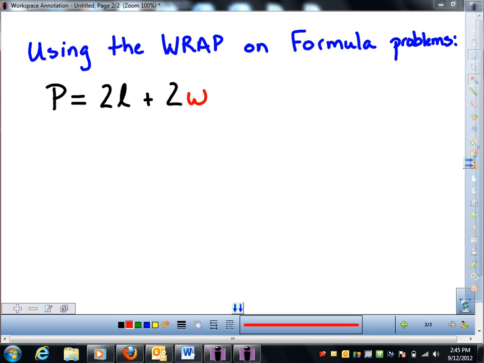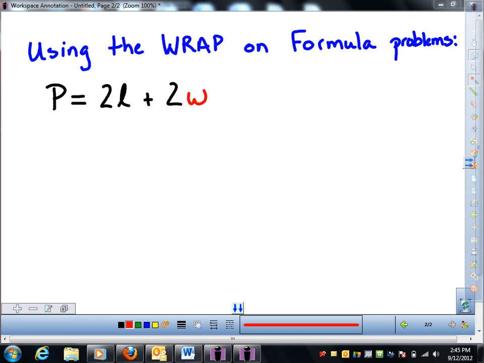Here's the problem, using the RAF on formula type problems. I often get asked, well, how do you use the RAF when we don't have any numbers or we have little numbers and we're supposed to still solve for something? Well, we treat it the same way. I've specifically tried to highlight, in this case, the variable we're going to solve for, which is the W. I've put that in red and everything else in black.